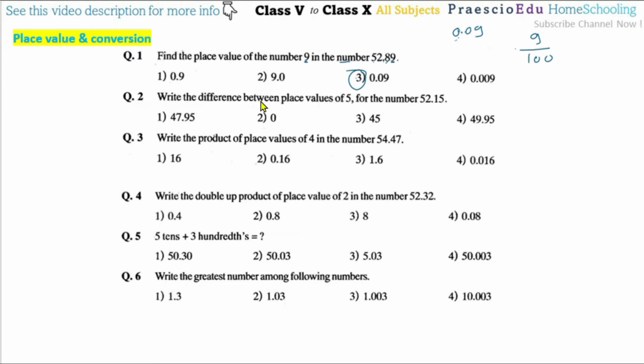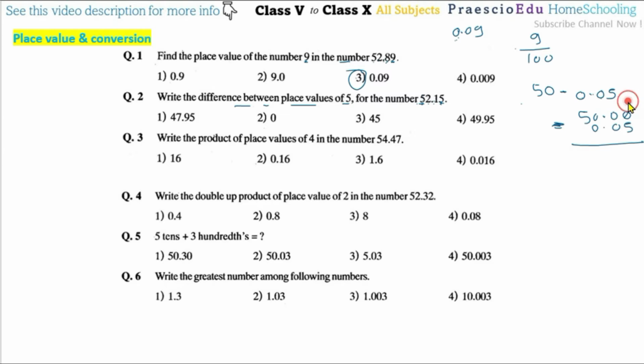Now question number 2: write the difference between, difference we have to calculate, place value of 5 in the number 52.15. Now here also 5 and here also 5. So in 52, the 5 is at the tens. So this 5 at the tens means this is the place value of 50, and this is 0.15. This 5 has the place value 0.05, and we have to calculate the difference, means from this 50 we have to subtract this 0.05. So after this subtraction means 50.00, we will maintain the fractions, and then subtract 0.05.